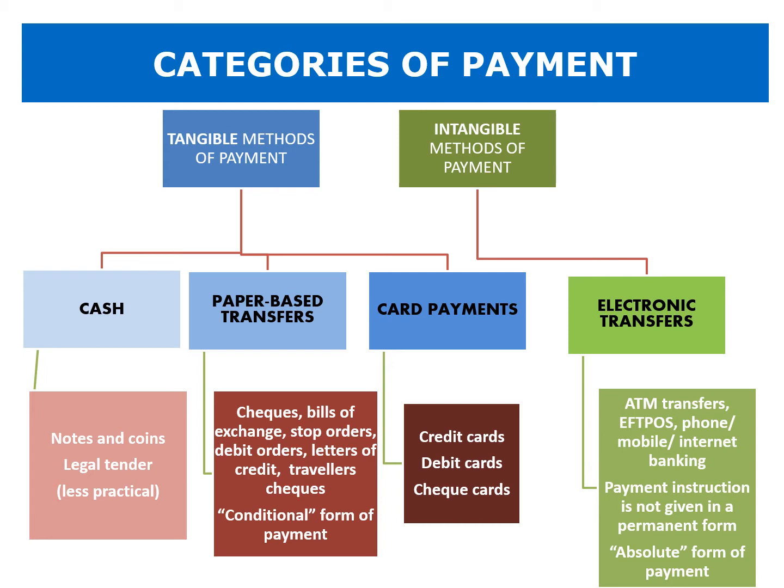Then the intangible method of payment, the electronic transfer, because there's no documentary proof of payment except for your EFT POP. But what I mean is that you don't have to present a card for payment or present a check for payment. It's done electronically. And examples of electronic transfers are your ATM transfers, your EFT POSs, phone or mobile or internet banking. And what happens here is we say that this is an absolute form of payment because once you've made payment in terms of an EFT, the payment cannot be reversed.